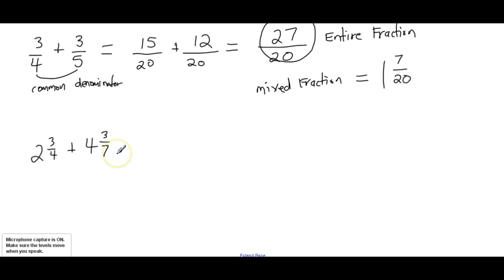Well, what do we do? How do we do this? Well, there's two ways we can do it. We can add the 2 and the 4 together. We can add the whole numbers in front together and then keep that separate. And then we can add the fractions together, 3/4 plus 3/7, get a number for that and then add it together. But there is another way, an easier way. And the fastest way to do it really is to take these mixed fractions and turn them into entire fractions.